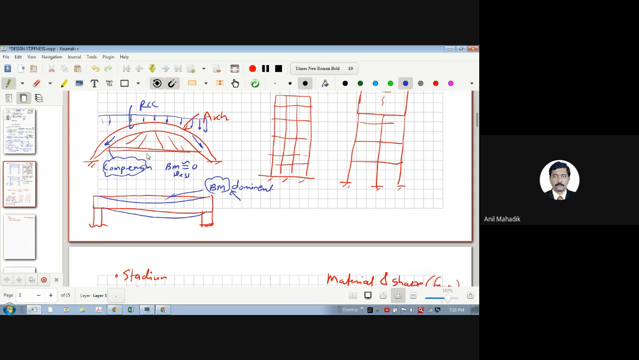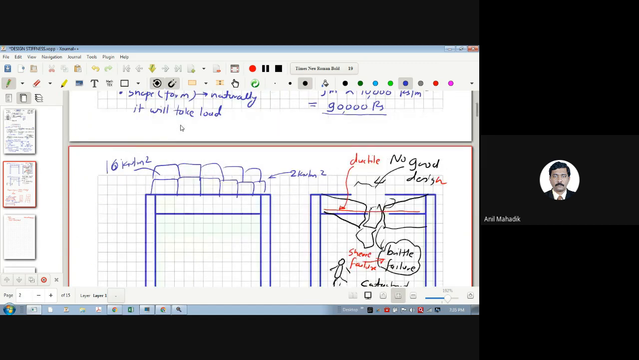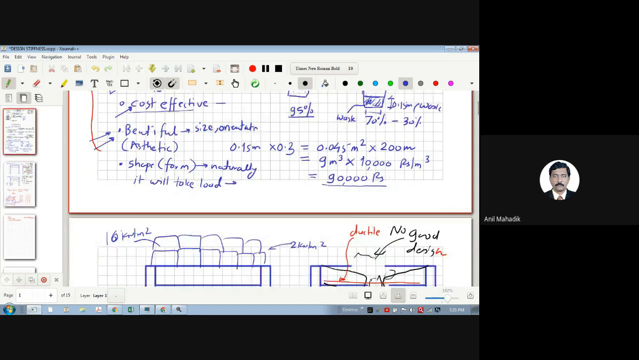So as you change the shape, the forces and behavior will change, and as the behavior changes, you should select the material accordingly. So selection of material should be as per the form of the structure. Because the natural load and behavior is different, select the material accordingly. If you select the appropriate material, then it will satisfy the requirements.